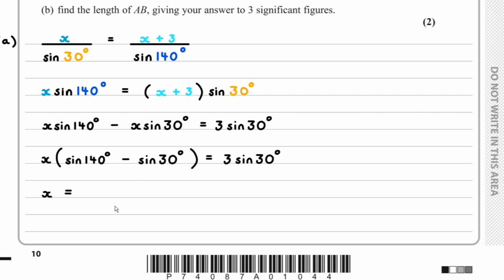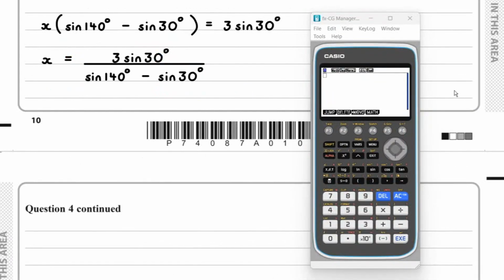And therefore, x is equal to 3 multiplied by the sine of 30 degrees divided by the sine of 140 degrees, subtract the sine of 30 degrees. So let's work this out. We have 3 multiplied by the sine of 30 degrees divided by the sine of 140 degrees, subtract the sine of 30 degrees. It turns out we get 10.505 etc., which to 3 significant figures is 10.5.